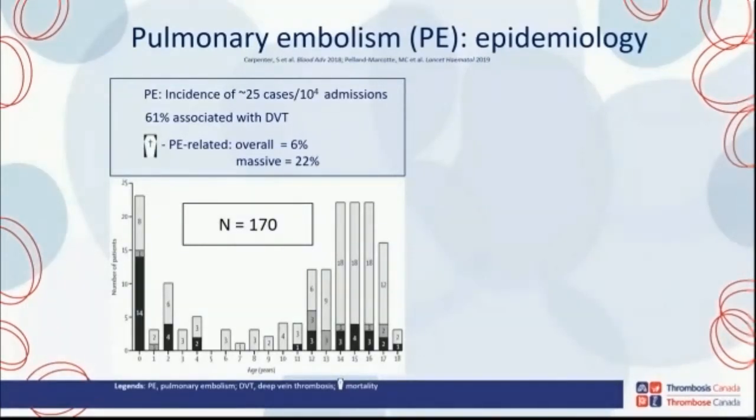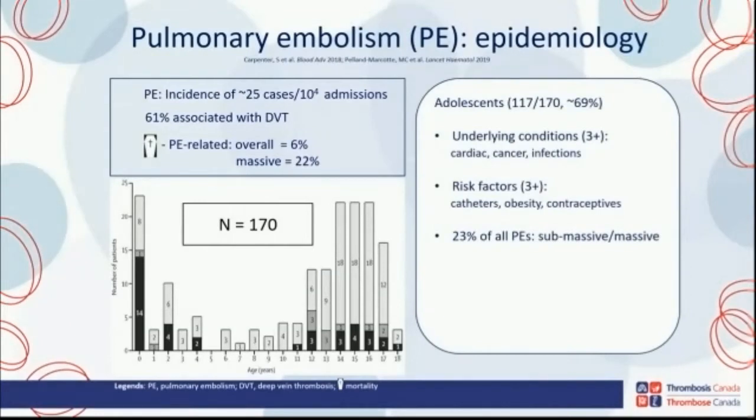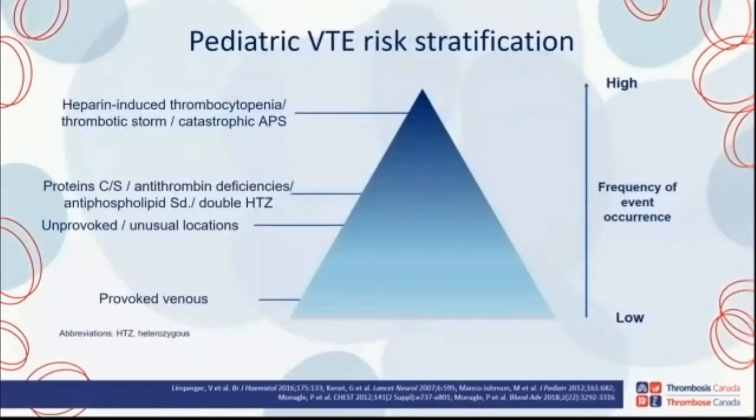Let's focus now on adolescents because this is the scope of our lecture. And we can identify that close to 70% of all of those PEs occur within the adolescent time range. The most common underlying conditions being cardiac, cancer and infections, and risk factors, catheters again, obesity, and contraceptives. 1 in 4 of the PEs occurring in adolescents were of submassive and massive nature.